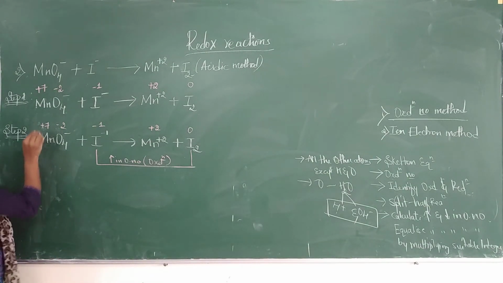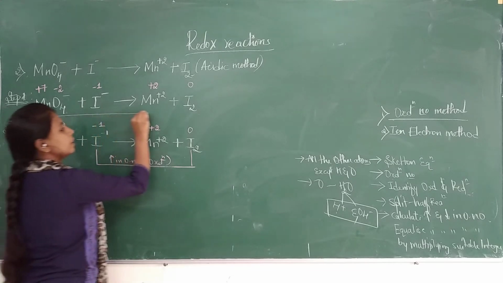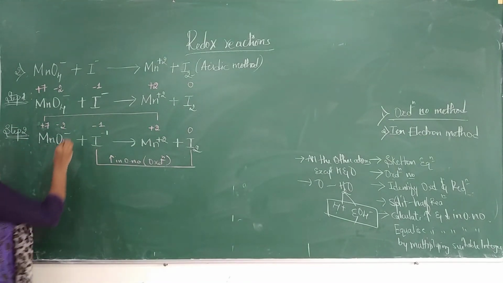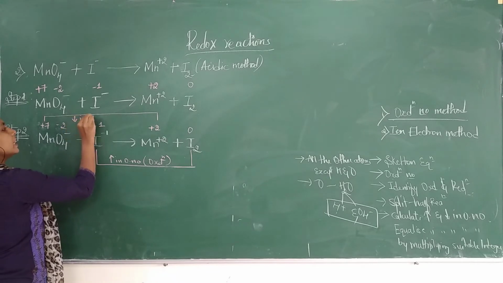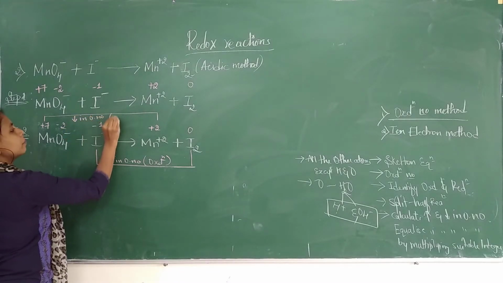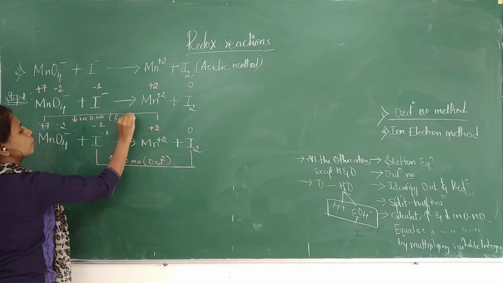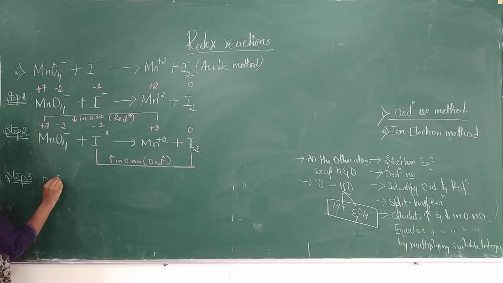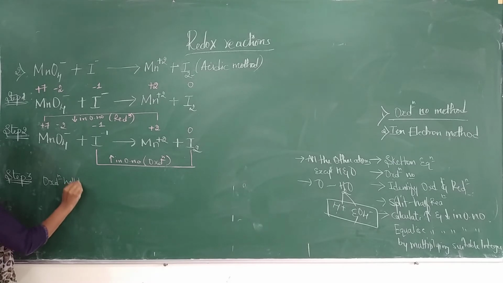Next, where is reduction? Yeah, Mn, which is +7, has now changed to +2. It was +7 and became +2, so the oxidation number has decreased. As the oxidation number has decreased, this reaction is known as reduction. Okay, reduction reaction. Now in the next step, I am going to split the oxidation half reaction and reduction half reaction. So first tell me which is the oxidation half reaction.